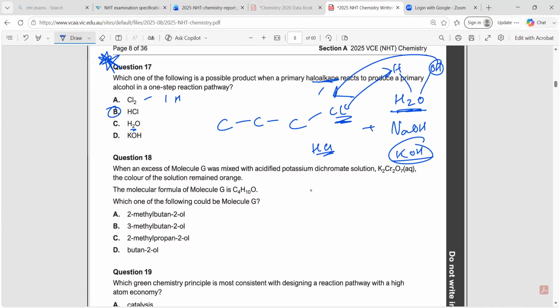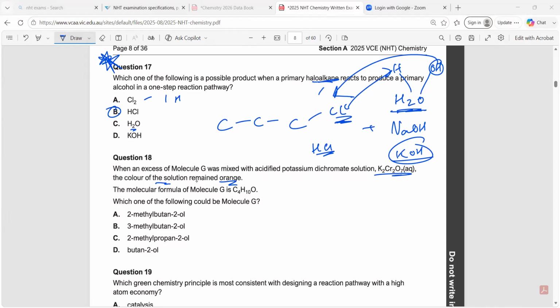When an excess of molecule G is added, it makes the color of the solution remain orange. So basically, this is already orange, right? As we can tell from the data book, when it's this solution, it's orange. When this actually induces the oxidation of something else, it changes color, but it remained orange, which meant that this did not go through oxidation for some reason, right?